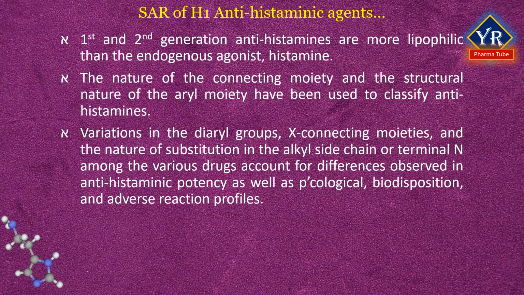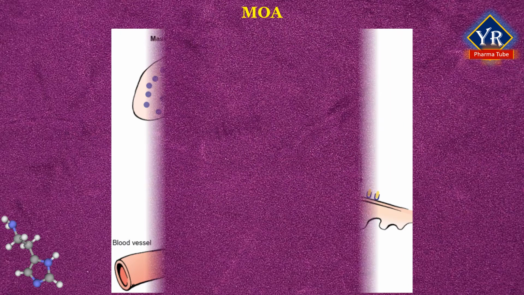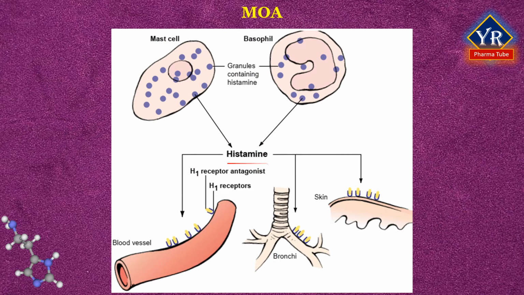The relationships of antihistamine structure to these overlapping actions, that is H1 antihistaminic, anticholinergic and local anesthetic properties, have been analyzed. Coming to the mechanism of action of antihistamines: antihistamines are structurally related to histamine. These antihistamines occupy the same receptor sites as histamine and prevent the action of histamine on target tissues.